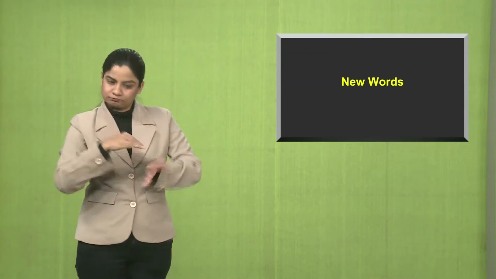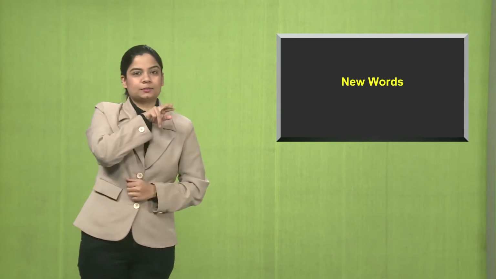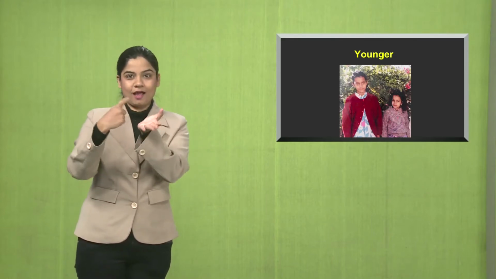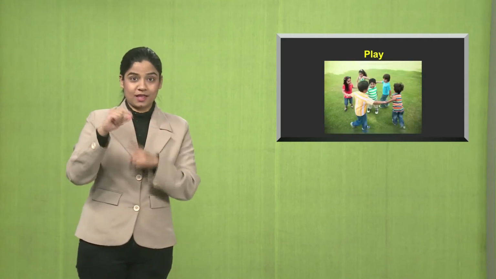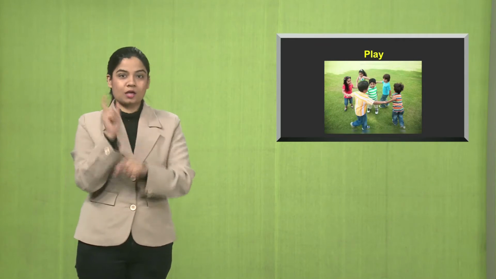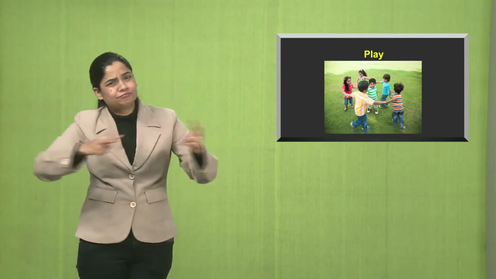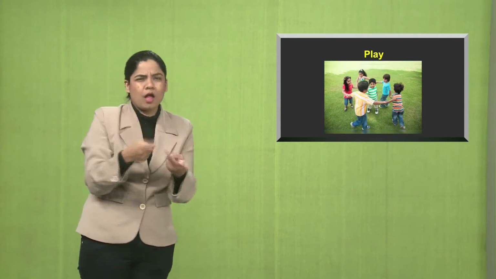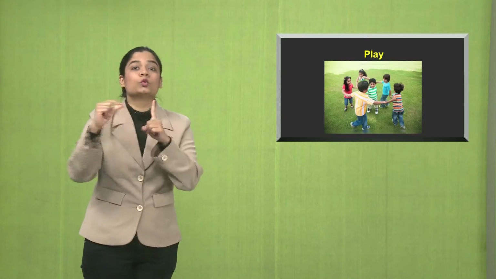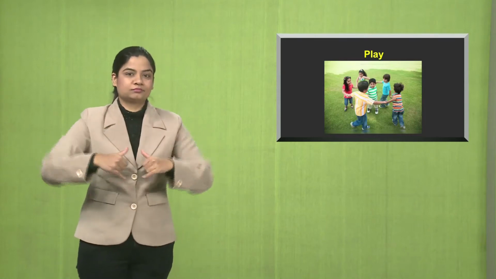Before beginning the chapter, let's discuss some difficult words in Indian Sign Language. Younger. As you can see from the picture, there's a young person and there's an older person. So, young is the one who's smaller. Play. Engage in activity for enjoyment and recreation like badminton, volleyball, hide and seek, etc. Anything that requires an activity and recreation.